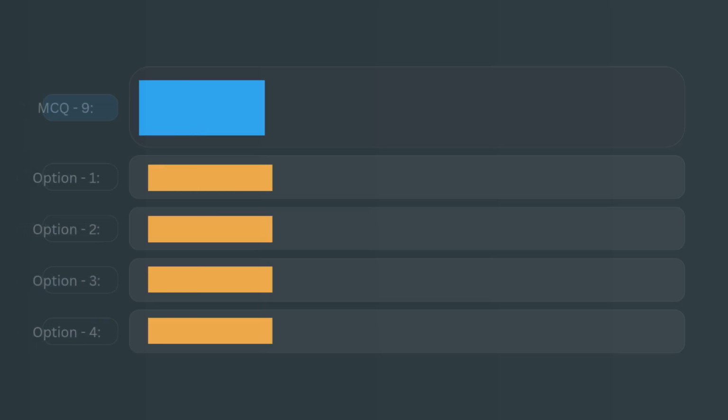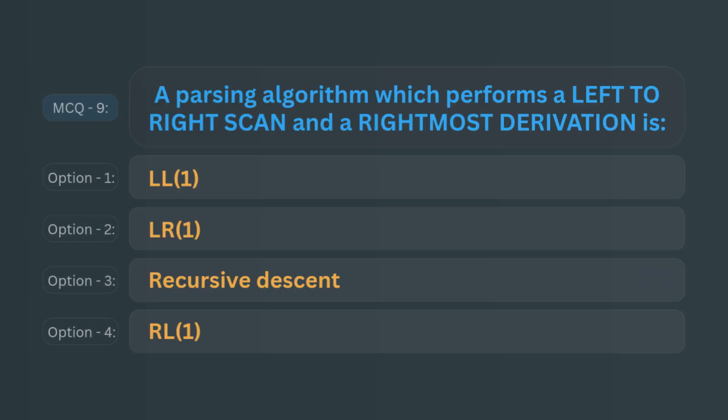Choose carefully. For this one, just think of the acronyms as a direct code. The first letter always tells you the scan direction, which is left to right. The second letter tells you the type of derivation. Just match that second letter to the word you see on the screen.